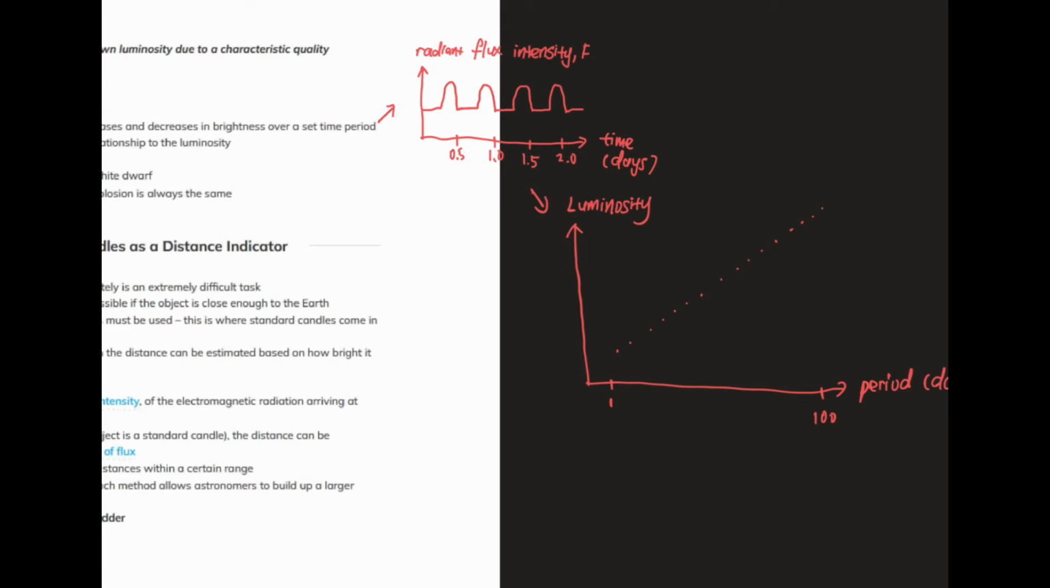So let's say, for example, you see a star where the period is 20 days. And then you bring it up, then you bring it here, and then you check the luminosity. Then you will know the luminosity. And then you can use the formula just now to find out the distance between the star and the Earth. So I just put a little bit more information.